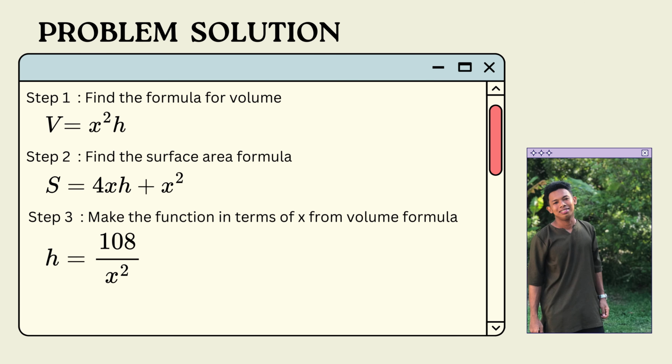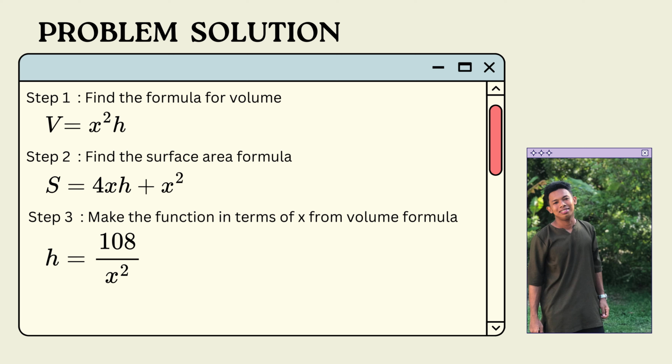Let's break down the problem piece by piece. First, as the problem states, we need to find the dimensions of the box, which means the length, width, and height. So, we need to find the formula for volume by expressing V in terms of x and h. Why only two terms? Because the base of the box is square, which means the length and width have the same value. After analyzing it, we come out with V equals x squared multiplied by h.